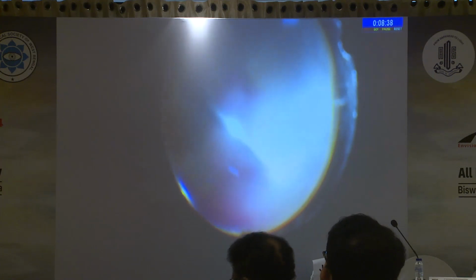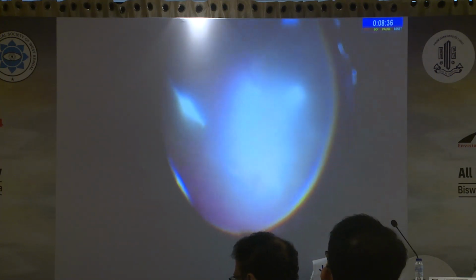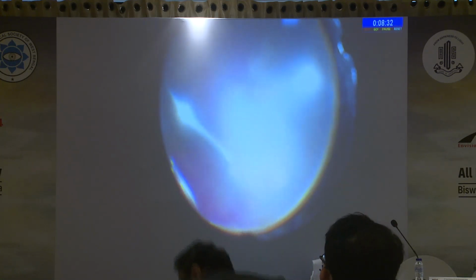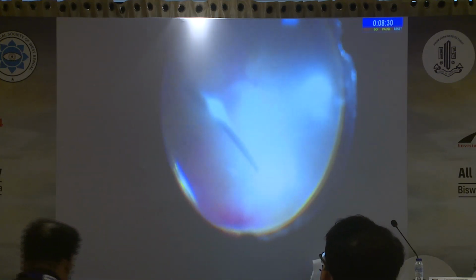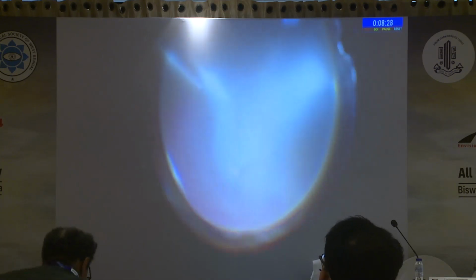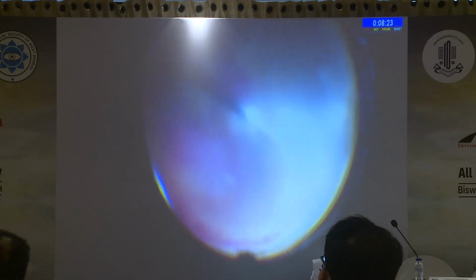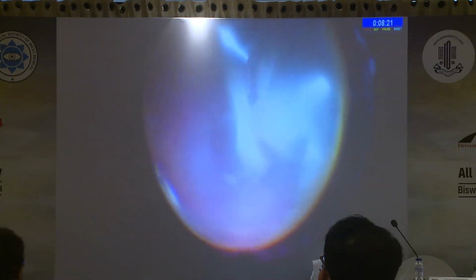But the good part is sometimes the breakthrough bleeding, especially in RAM, it's good. In a sense, you can actually take out all the blood, and the blood becomes more approachable and can be removed easily. And this patient actually did pretty good after the vitrectomy.